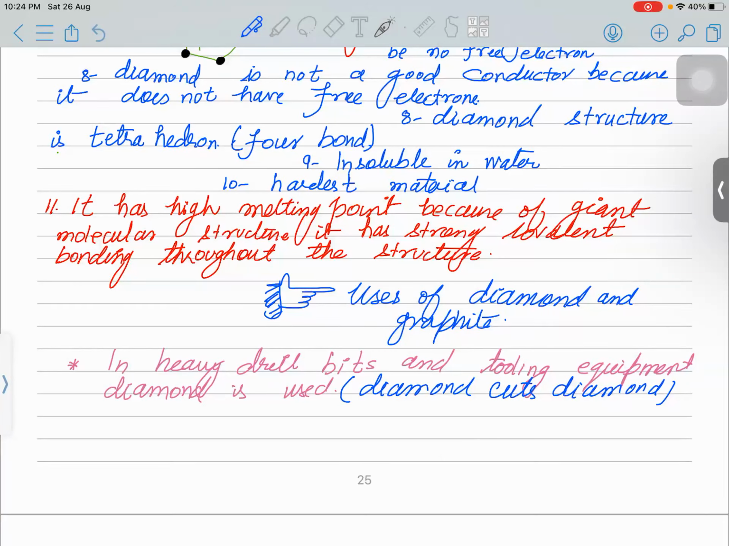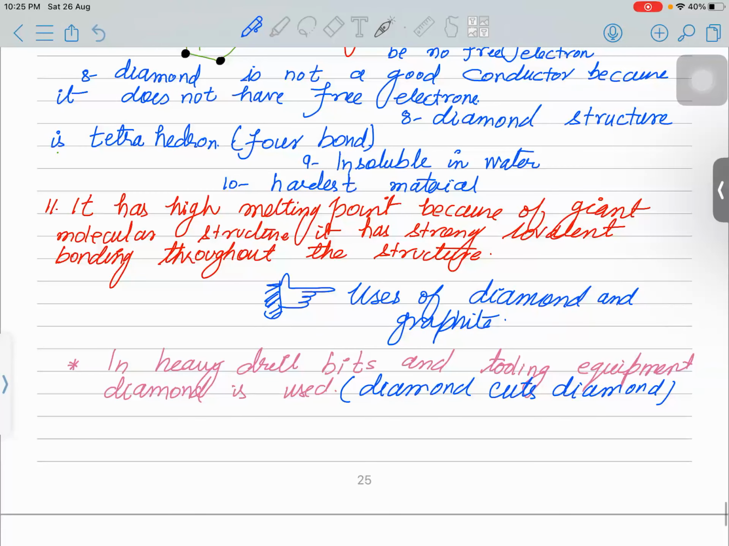Is covalent bonding stronger or ionic bonding? Ionic bonding is the strongest, but covalent bonding is not such a weak bond. It is weaker than ionic bonding, but much stronger than other bonds.